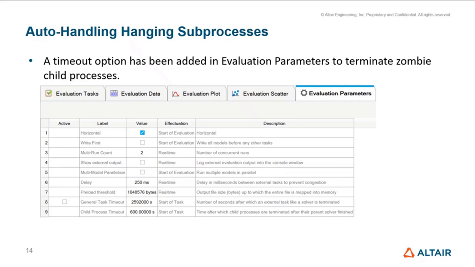We internally limit the waiting time for each child process up to 10 minutes, but the configuration of it has never been exposed to our users. Now, if you go to evaluation parameters in the evaluate node, you will have the 9th option dedicated for the timeout, a limit for the child processes.